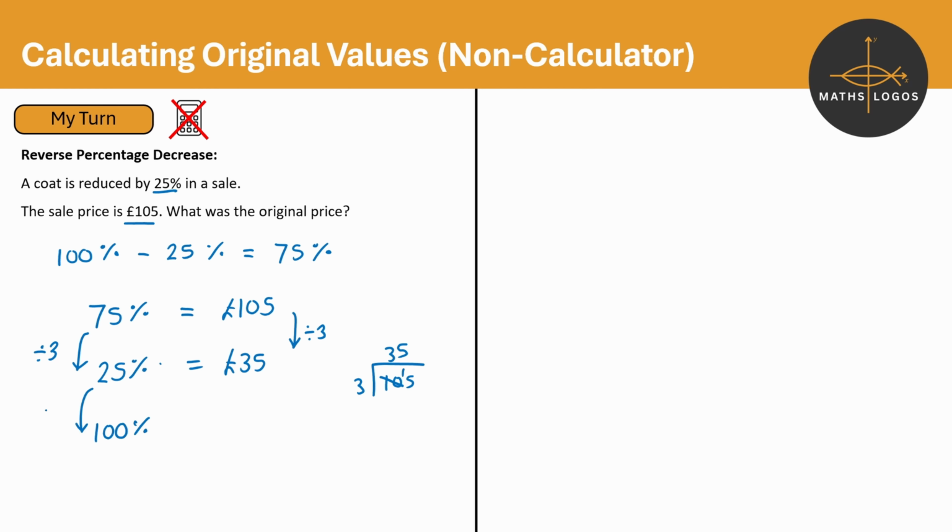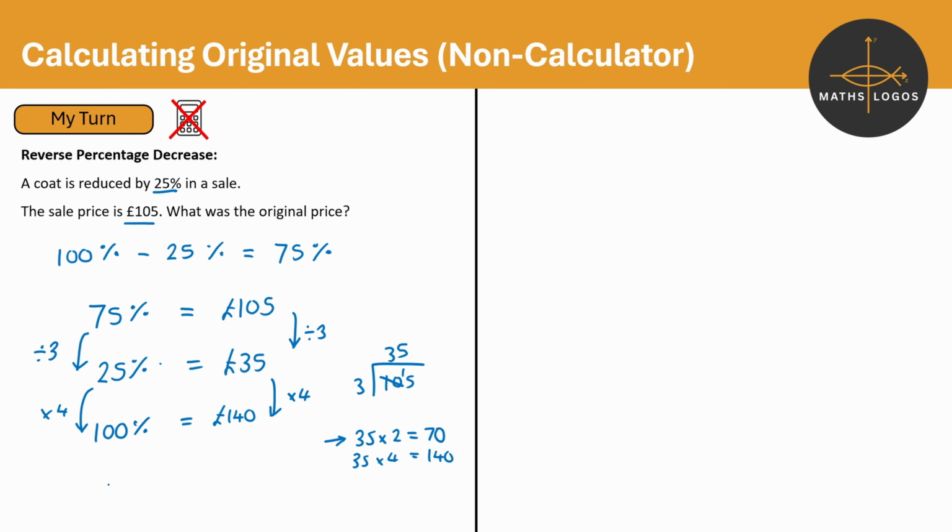And then we want to scale it up to 100%. To do that, we multiply by 4. So we're going to multiply our 35 by 4. I know that 35 multiplied by 2 is 70. Therefore, 35 multiplied by 4 must be double 70, so it must be 140. So it's helpful when we're doing some mental arithmetic to use these related calculations where we can.